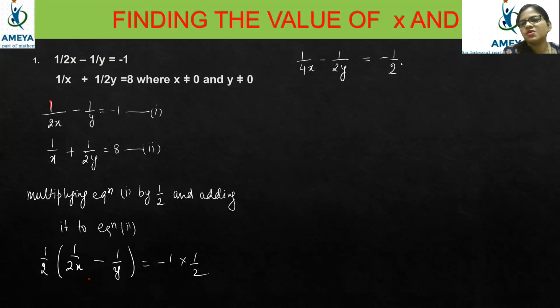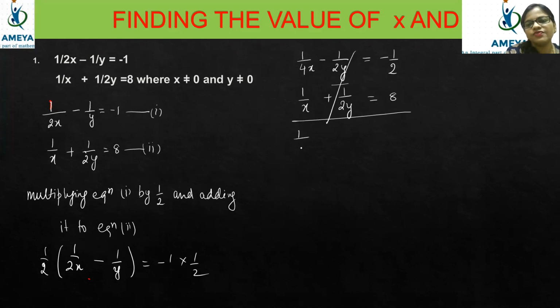Now you see equation 1 and you see equation 2, something is common. Can you see that common thing? Minus 1 by 2y here, and here 1 by 2y. So now I'll write this one below this: 1 by 2y equal to 8. Now this is minus, this is plus, cancelled. So 1 by 4x plus 1 by x equal to minus 1 by 2 plus 8. So take out 1 by x and solve this one.